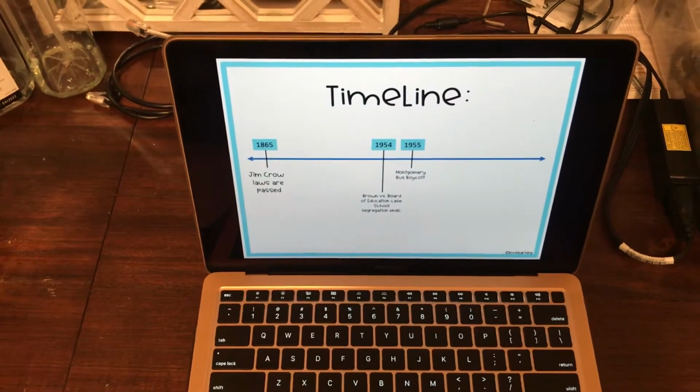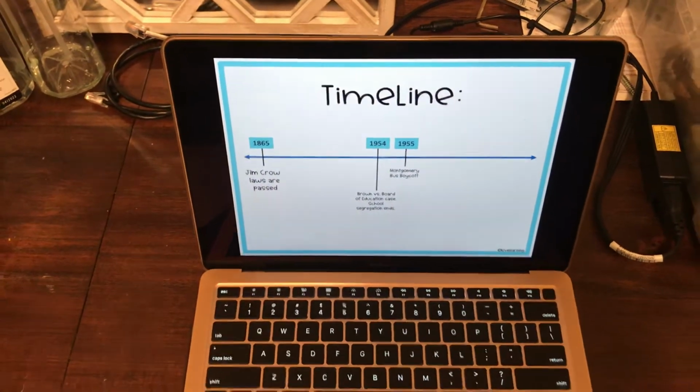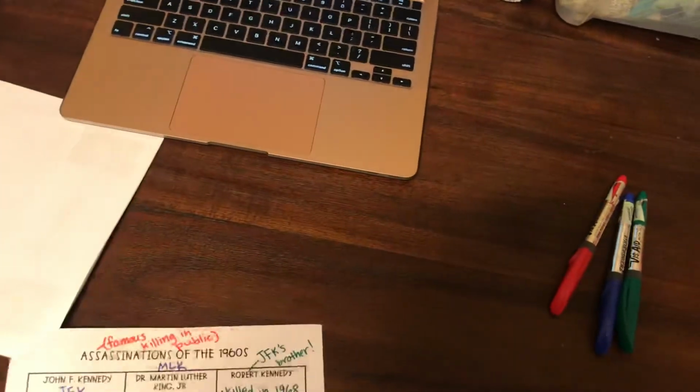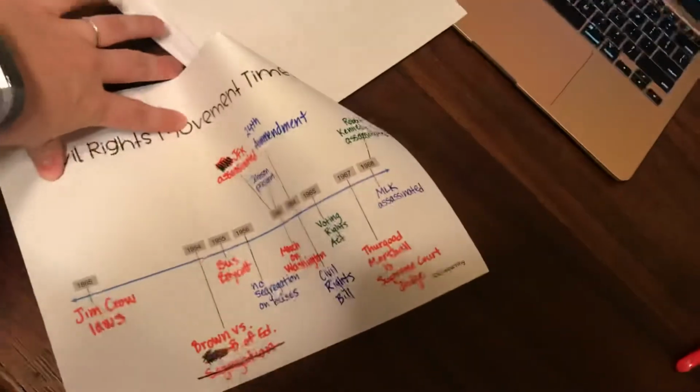All right, so we checked out our timeline throughout the notes, and you'll notice in the very back of your notes here was a completed timeline at the end. So we didn't have time to actually finish this in class, so I'm going to go over that with you at the very end of our time.